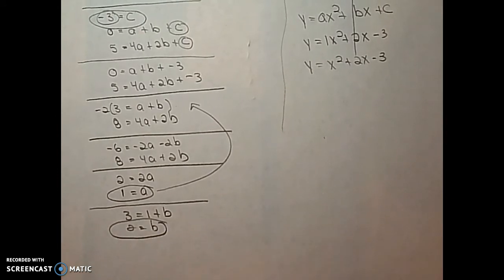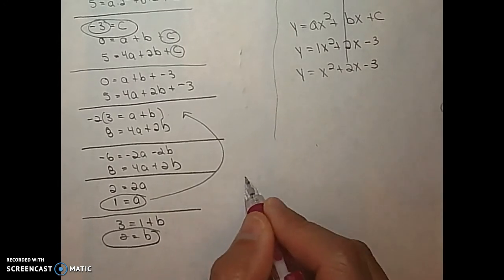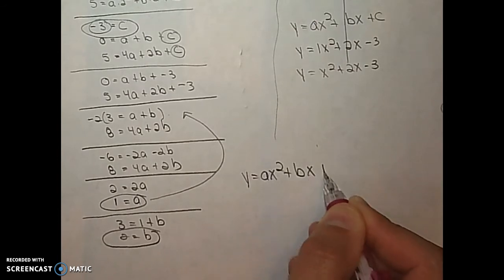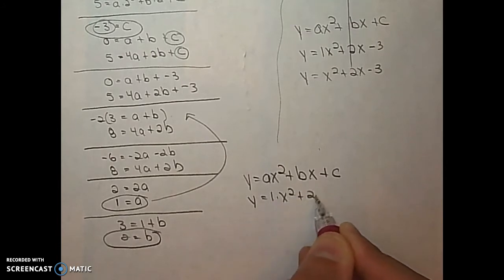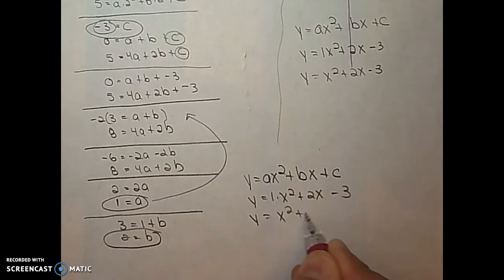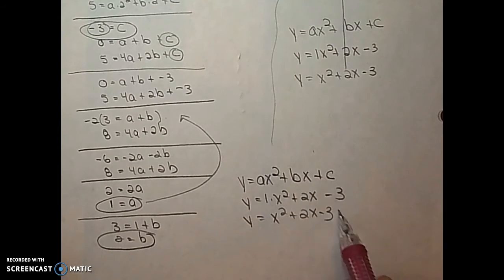Now, we should end up with the exact same equation that we got over here, and we do. We get, remember, here is our general equation. And all I'm doing is plugging in for a, for b, and for c. And we get the exact same thing we got up here when we did it on the calculator.